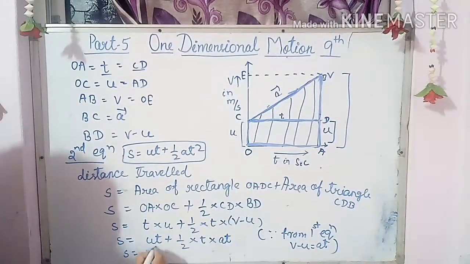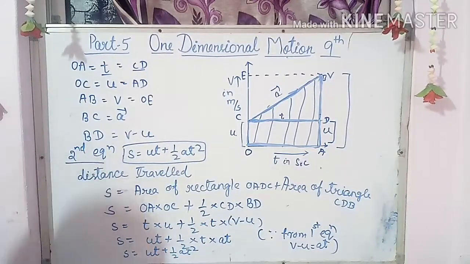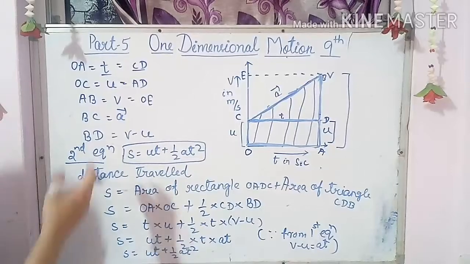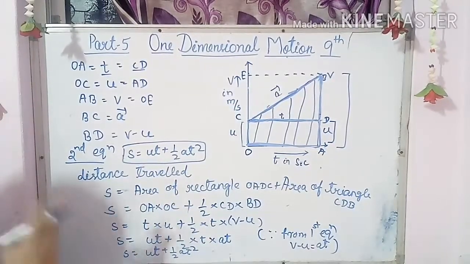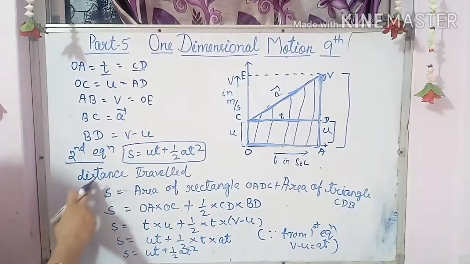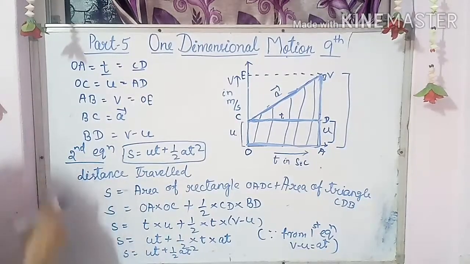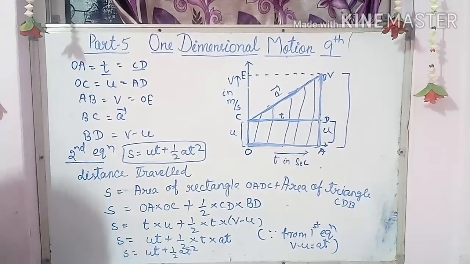S equal to UT plus half AT square. So this is your proof of the second equation. So like this only you have to prove. Again I am telling you children, what is your motto? To find out the distance travelled in your second equation. Now in this way you can prove.